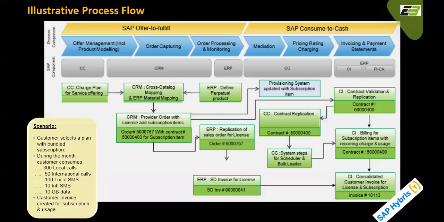Below the process are the SAP application components. For example, initially all the customer, product or service master will be created in SAP CRM. Based on these values, the provider contract will be created in SAP CRM and replicated to the ERP system, which has CI and FICA components. The CC system will measure the consumption and rate it based on the algorithms and charge accordingly. The CI engine will generate the invoice according to the periods defined for the customer. So let us say there is a scenario where the customer has consumed 300 local calls, 50 international calls, 100 SMS and 10 GB data. Based on such data and plan, the invoice will be created for a particular customer.